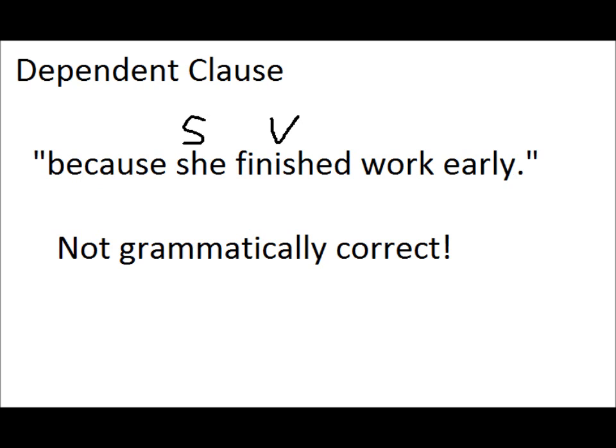A dependent clause is a clause that has a subject and a verb, but cannot stand alone as a sentence and still be grammatically correct. For example, because she finished her work early. The subject is the word she, and the verb is the word finished, but by itself it is not grammatically correct, and is therefore a dependent clause.